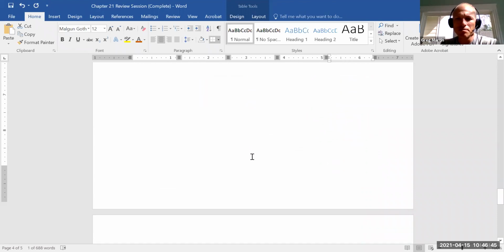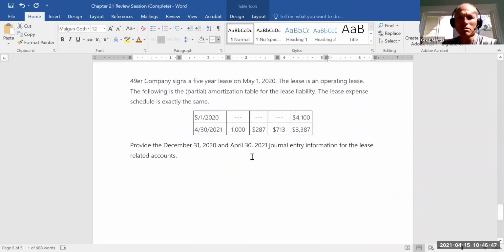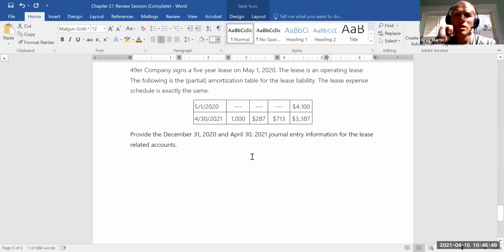All right. So last problem. Now we're going to do journal entries. In this case, it's an operating lease, and the payments happen at the end of each period.